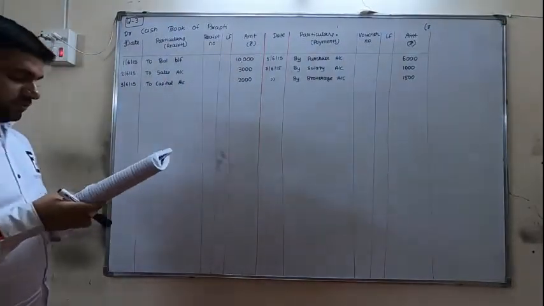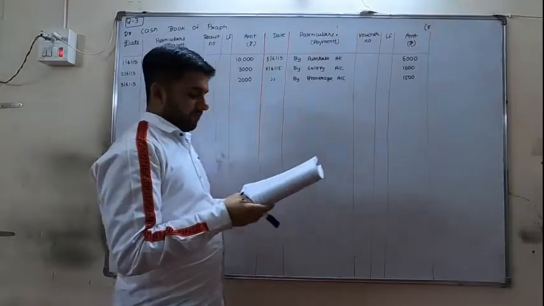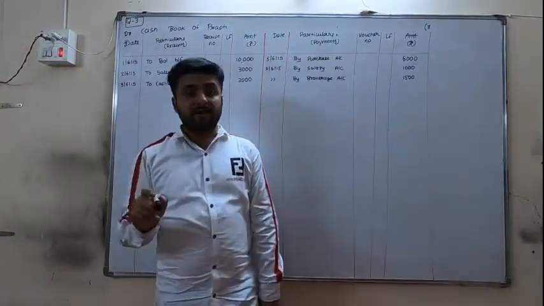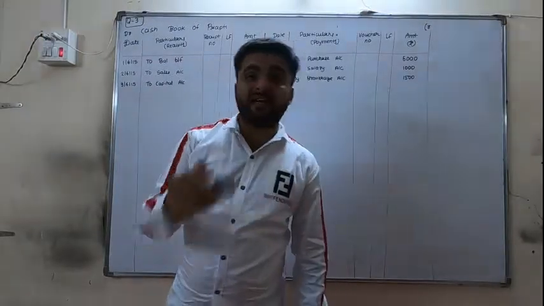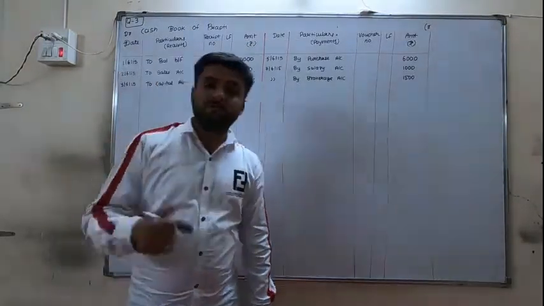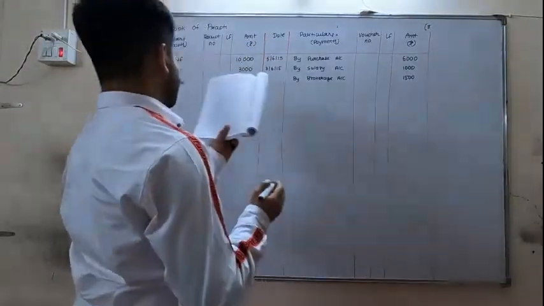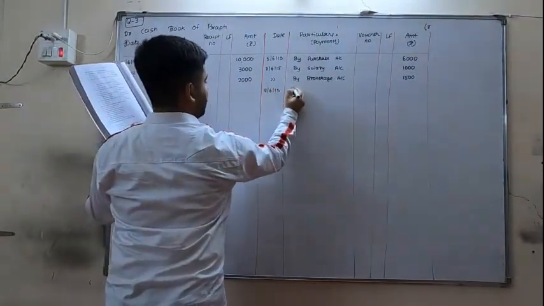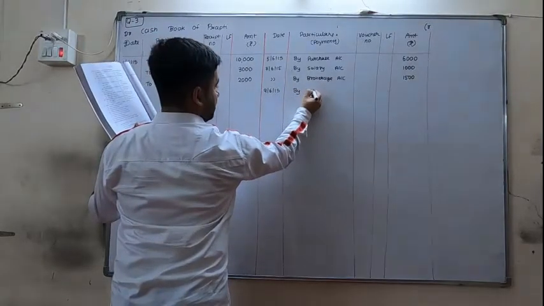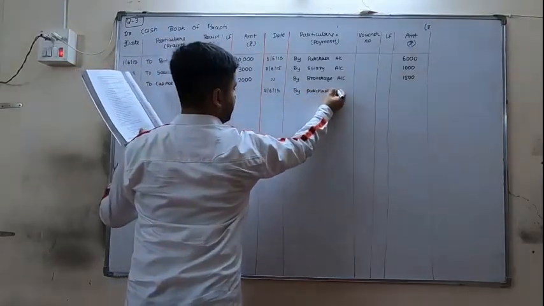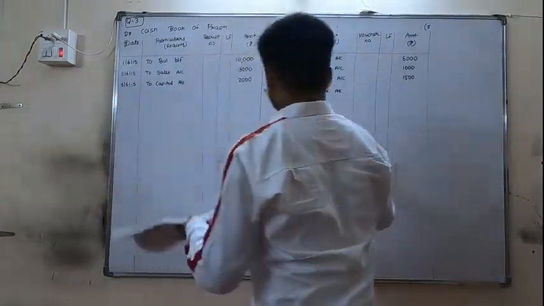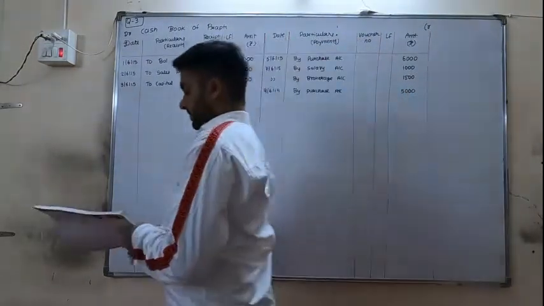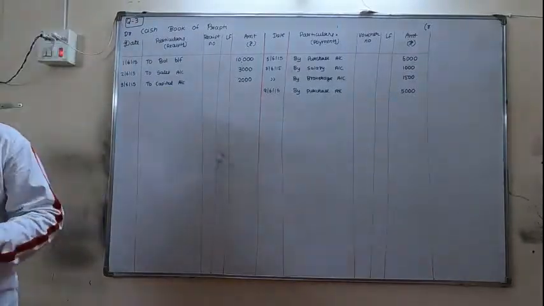Okay, goods of 5000 purchased from Drona by cash. We are purchasing the goods from Drona. Name is given, but they are telling by cash, so we are purchasing the goods. Goods are coming in, but cash is going out. So again cash is going out, so credit side 9, 6, 15 by purchase account. Don't write Drona's name. By purchase account 5000. Only think about the cash.